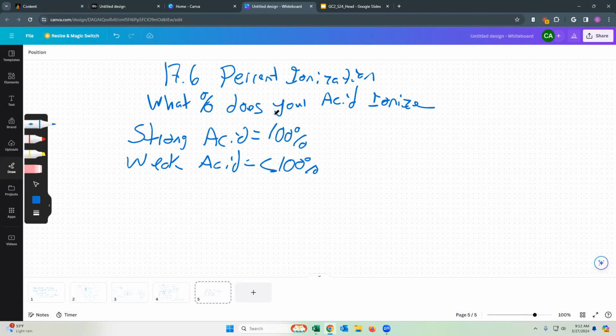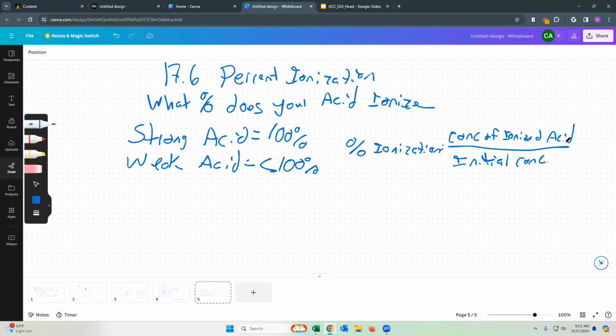And so the equation for this is relatively straightforward. It is percent ionization is equal to concentration of ionized acid divided by initial concentration times 100%. And so if we think about the ice table, the initial is your I, the concentration of ionized acid, you can think of that as your C, your change for like HA, like how much of your acid is breaking down.